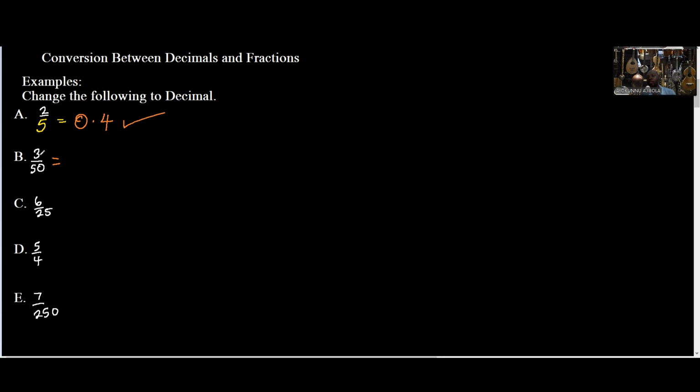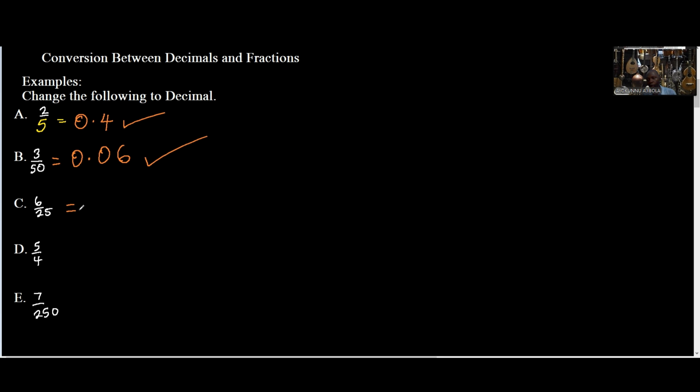Can 50 divide 3? The answer is no. You put your point. Okay? So you put an imaginary 0. Can 50 divide 30? The answer is also no. Okay. Then you put another 0 making 300. How many 50 is in 300? The answer is 6. So this is the answer. It doesn't have any remainder. Is that clear? Yes. Good.